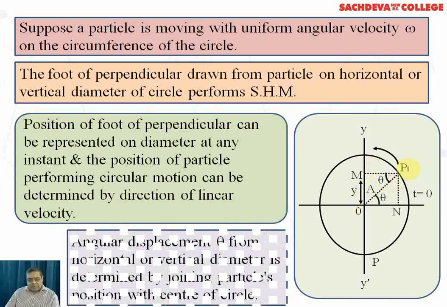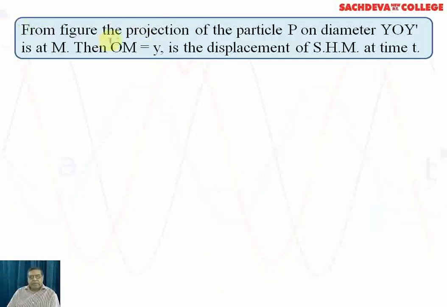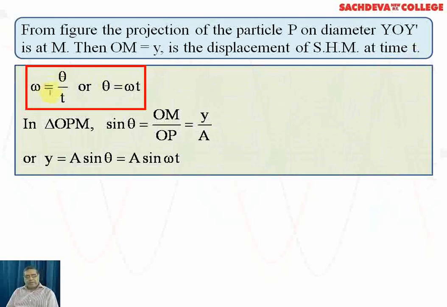Now the angular displacement theta from the horizontal or vertical diameter is determined by joining the particle's position with the center of the circle. From the figure, the projection of particle P on the diameter, that is on the y-axis, is M, then OM is y, the displacement of SHM at time t. Omega is given as the angle traced per unit time, or theta is equal to omega t.